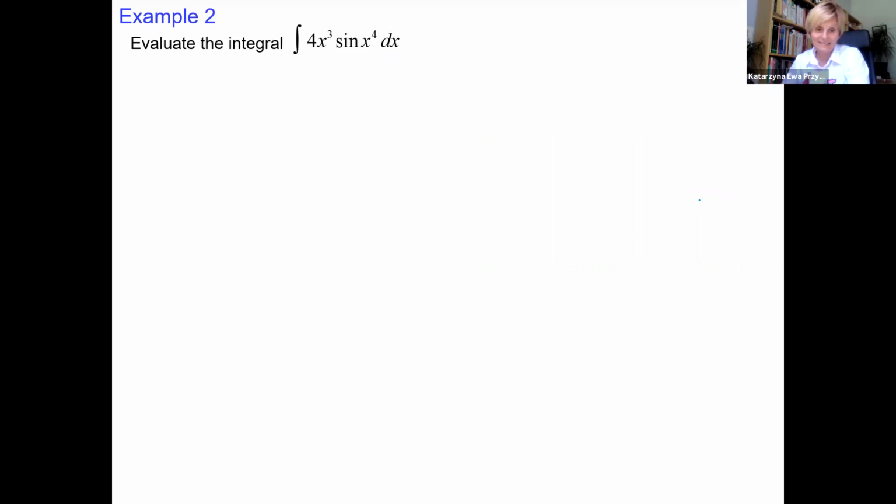4x cubed times sine of x to the power of 4. Now we can see no way that we will avoid this product. We see 4x cubed and we see sine of x to the power of 4. Trigonometric function sine in this case is the compound function because sine is the outer function, x to the power of 4 is the inner function. Let's grab that inner function, x to the power of 4. Derivative of u is du, derivative of x to the power of 4, 4x cubed dx.